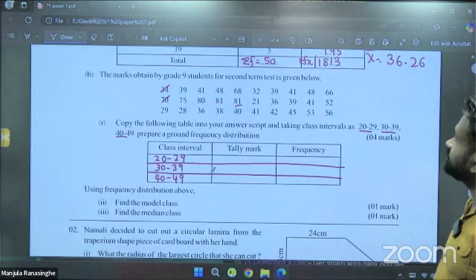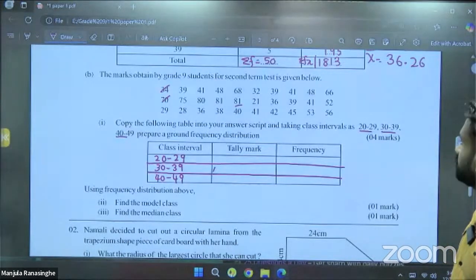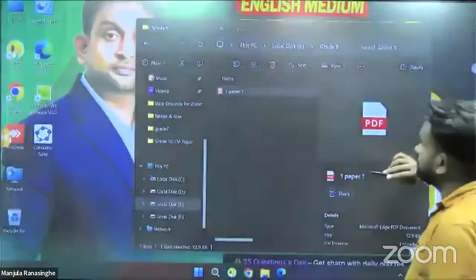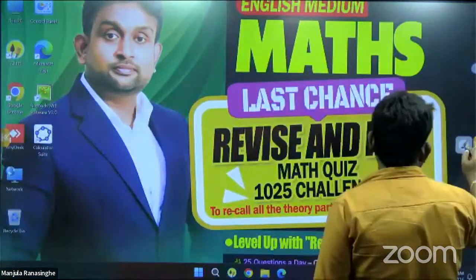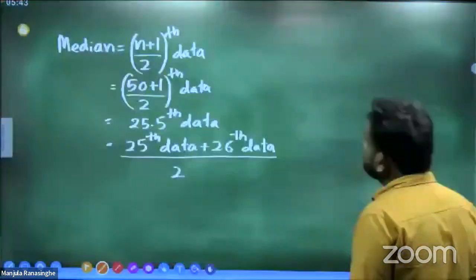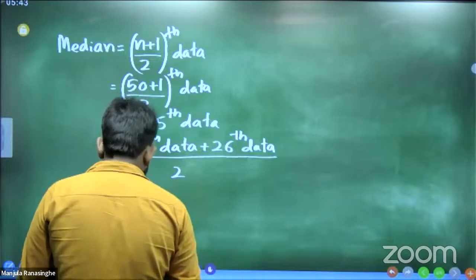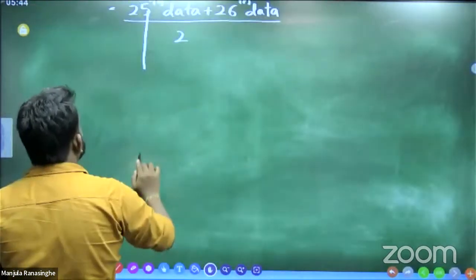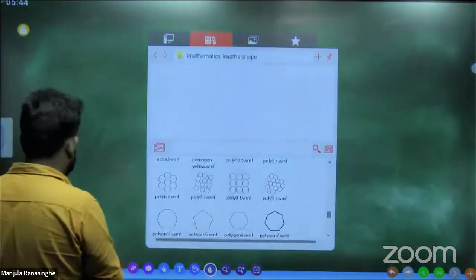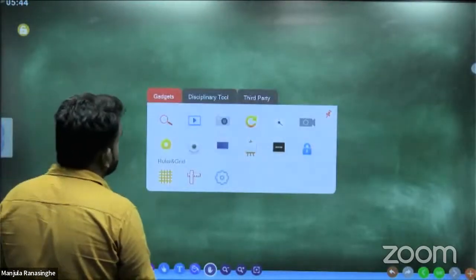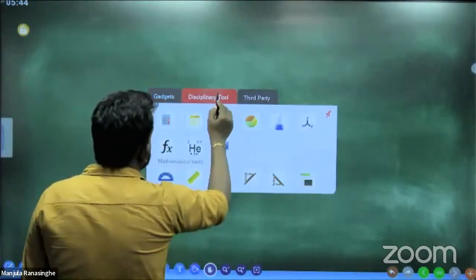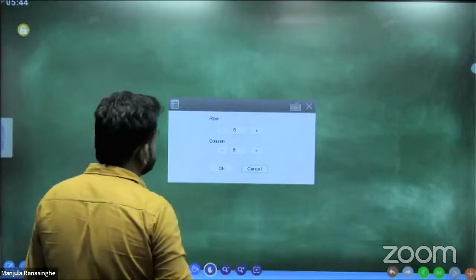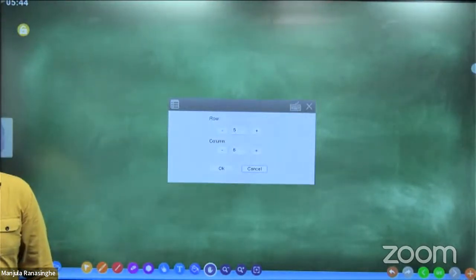So what is the lowest data? Not the 20, 21, right? Okay. Now check the table.